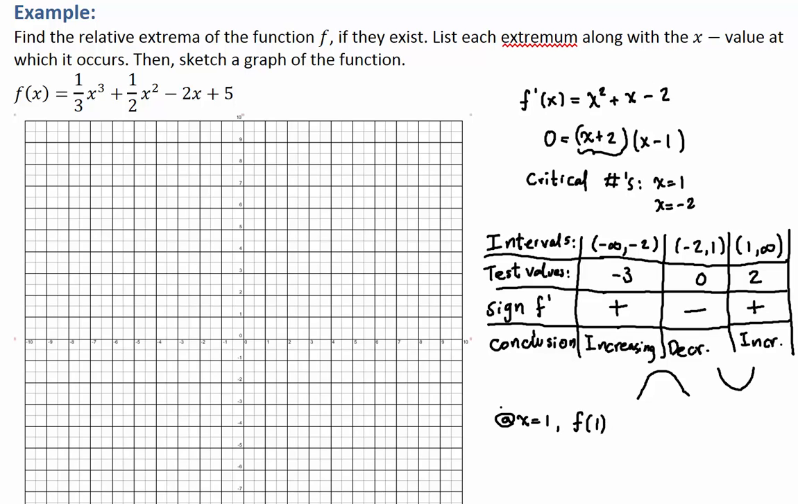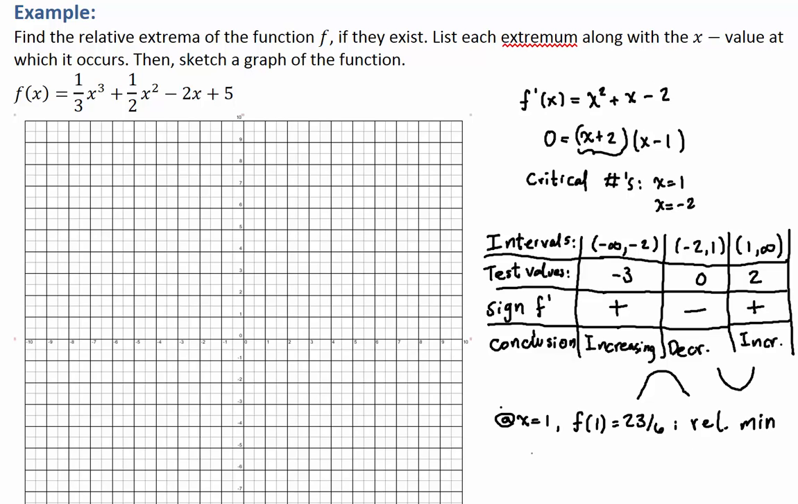the y coordinate will be f of 1. Here you don't plug it in the derivative. You're looking for the y coordinate of the point, so you plug it into f. When you do that, here you obtain 23/6 by plugging it directly into the function. Here you plug x equals 1, you get 1/3 plus a half minus 2 plus 5. And this is going to be a relative max. Oh, sorry, relative min. You're at x equals 1.